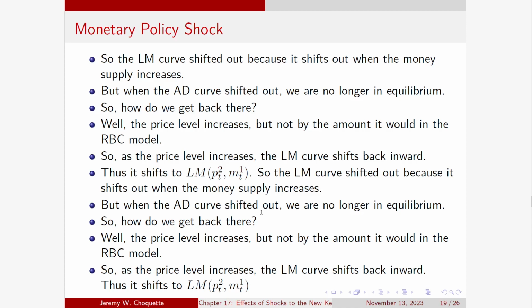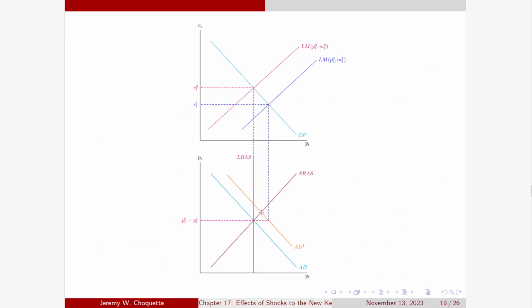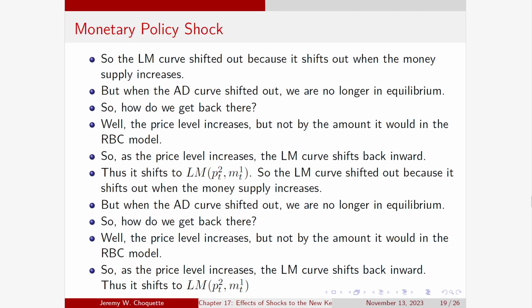We've got to move back along that aggregate demand curve until we get to the short-run aggregate supply. So the price level is going to increase, but not by the amount that it would have in the real business cycle model. Because if we were to trace out where it would go in the real business cycle model, the price level wouldn't be here. The price level would be here. But what's happening is we're going to end up at a price level in the short run that is in between here and here, which is, boom, right there.